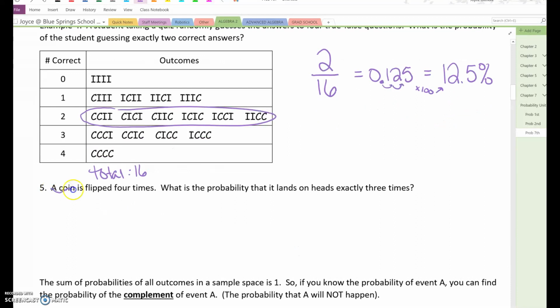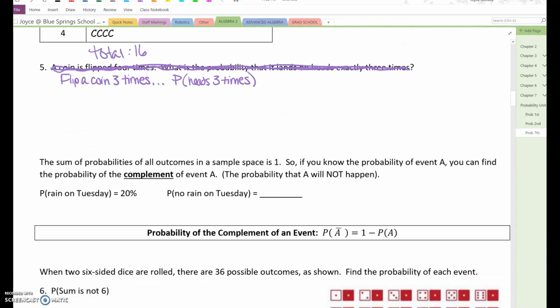Okay, we are going to change number 5 because I don't like it. Okay, I want us to flip a coin 3 times. What is the probability of getting heads 3 times? And I also just introduced a notation for you. If you see P parentheses and then there's some words written, that means probability of, and whatever's inside the parentheses is describing what you're trying to find the probability of.